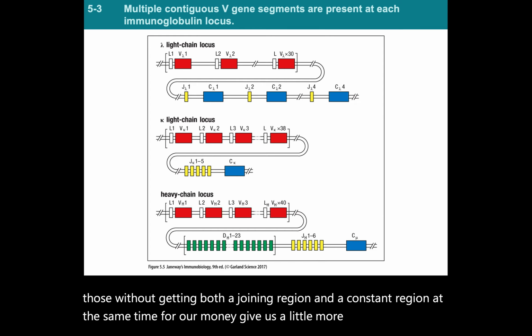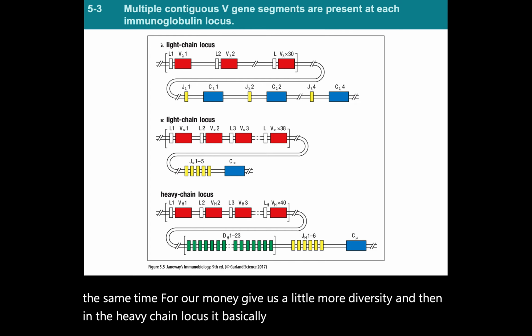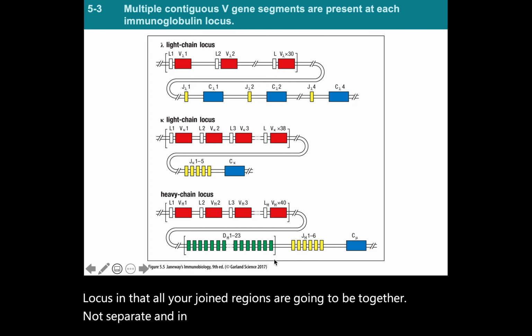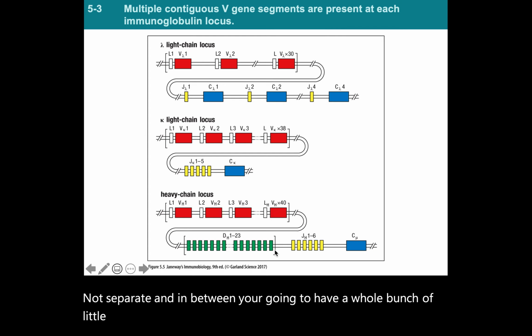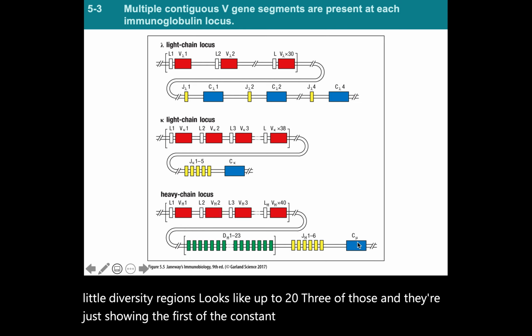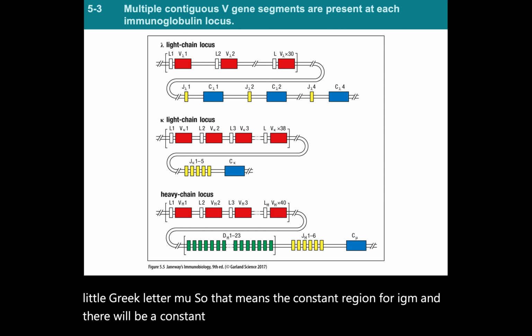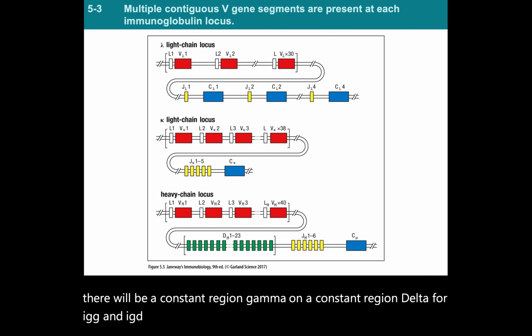And then in the heavy chain locus, it basically looks like the kappa light chain locus in that all your join regions are going to be together, not separate. And in between, you're going to have a whole bunch of little diversity regions. It looks like up to 23 of those. And then they're just showing the first of the constant regions. And you see it's got a little Greek letter mu. So that means the constant region for IgM. And there will be a constant region gamma and a constant region delta for IgG and IgD, etc. Just like that.